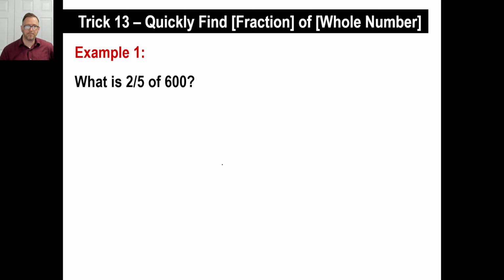So anyway, okay, let's do it. What is 2/5 of 600? Of course, of means to multiply, all right? So all we're saying is 2/5 times 600. So you can either go, okay, I'm going to multiply 600 by 2, then divide by 5, or I'm going to divide 600 by 5 and then multiply by 2. I think this is easier.